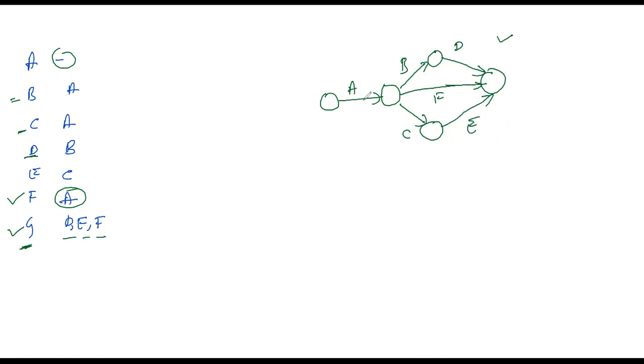So A is not having any predecessor. B is having A. C is having A. F is having A as a predecessor. So D can start only after the completion of B. Okay, fine. So that is activity E. E can start only after the completion of C. Everything is perfect. And here we can start the activity G.